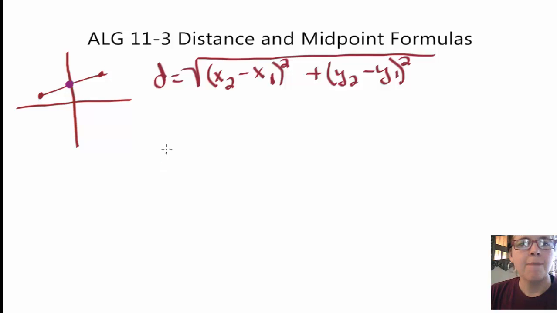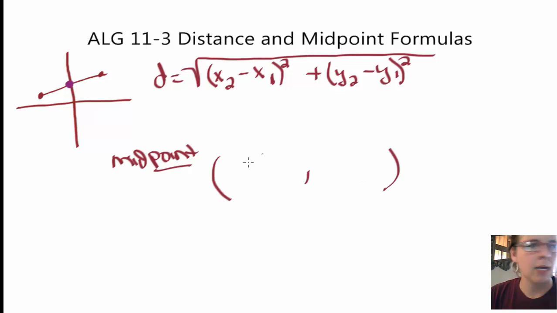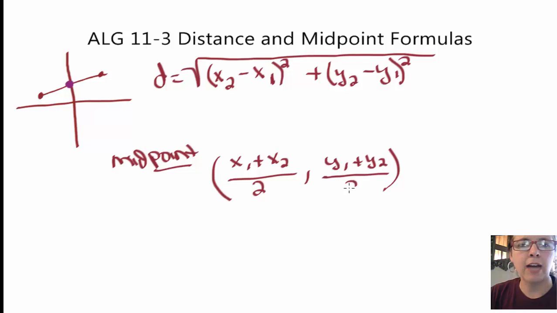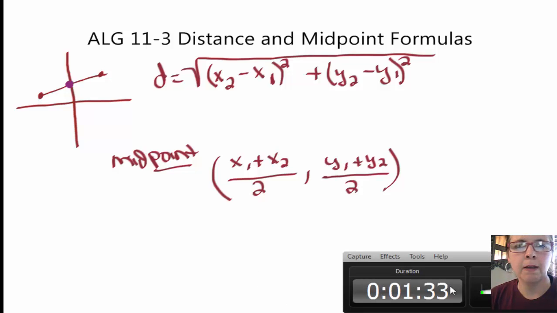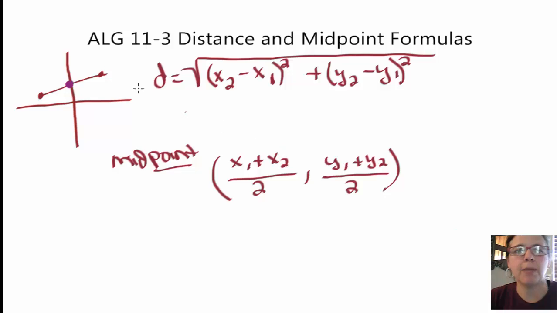The midpoint formula is represented by an m. Well, it doesn't really say m. The midpoint formula, midpoint, which means it's actually going to end up being a point. Okay, it's actually going to be a coordinate. So it's x1 plus x2 divided by 2, and y1 plus y2 divided by 2. Okay, so up here is the distance and down here is the midpoint. So write those down because you will need those, okay?